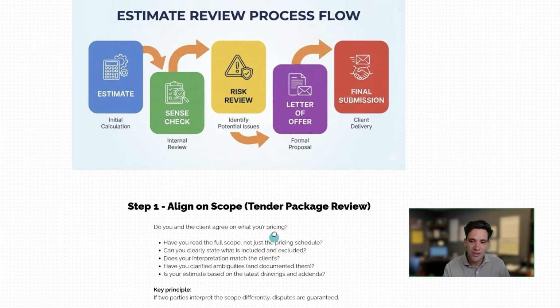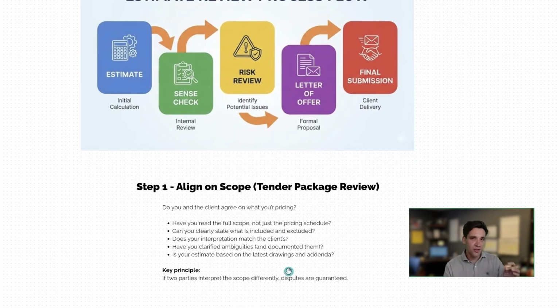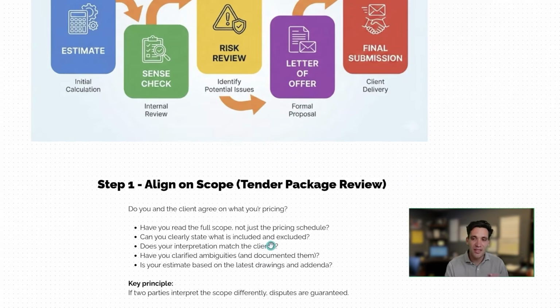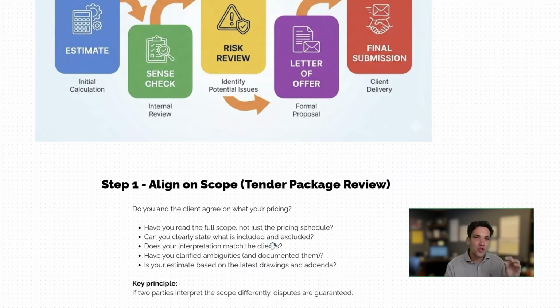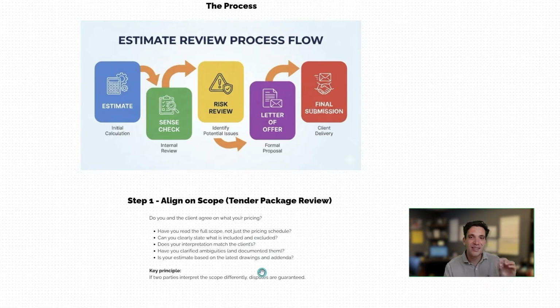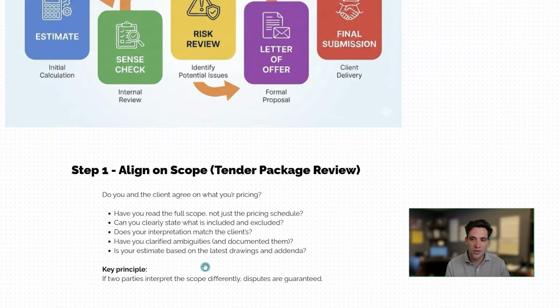So the first step in this process, after you've prepared your construction estimate, is you really want to be comfortable that the scope of works you've priced is the correct scope of works. Fundamentally, do you and your client agree on what you're pricing? And if not, you'll need to qualify that in your letter of offer. This just comes down to having read the full scope of works, not just the pricing schedule or looked at the drawings, being able to clearly state what's included and excluded from your price. Does your interpretation of the work match your client's?